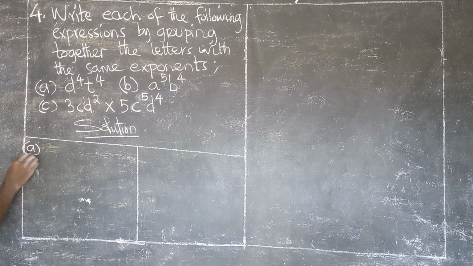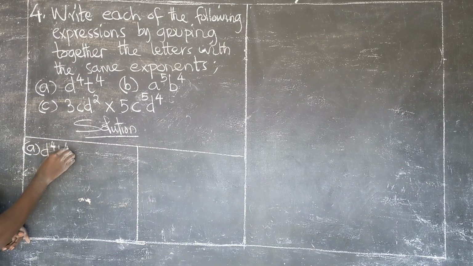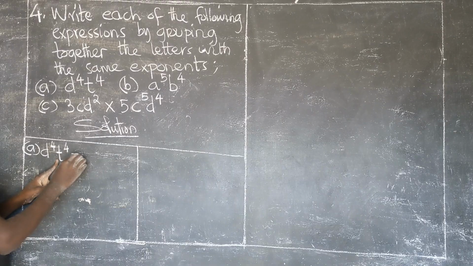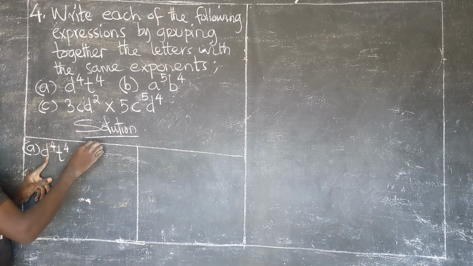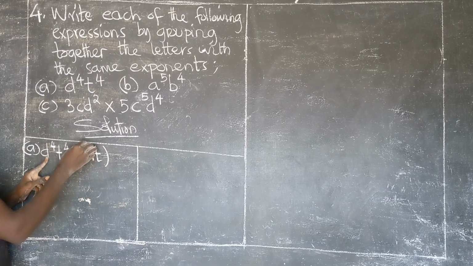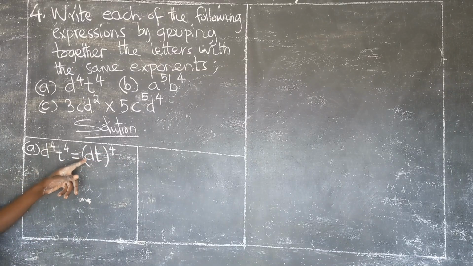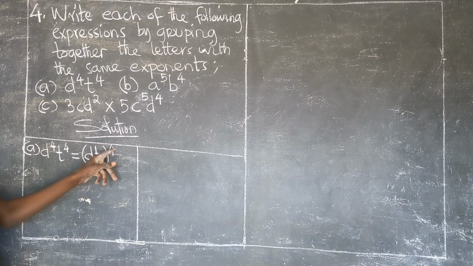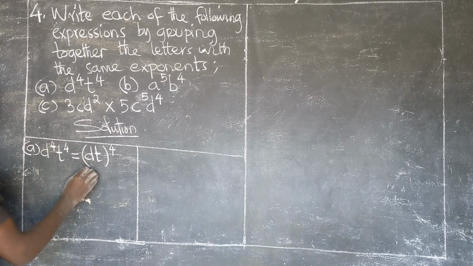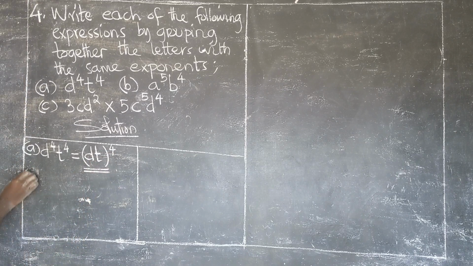Part A. In A, we are given d raised to 4 times t raised to 4. Now, as in each letter d raised to 4, t raised to 4, we take the letters together, dt, then we put them in the bracket raised to a single 4, meaning that when we open the bracket it is d raised to 4 times t raised to 4. So this is the answer for A.